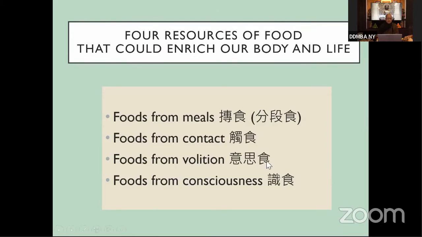The second is food from contact. Sometimes the contact is through the 5 organs. When our eye is in contact with, say, a painting, if you are an artist and you are painting, the painting is your object and you are so involved in it, this contact between your eye and your painting means sometimes you don't need to eat, sleep, or drink. You're so involved in the contact.